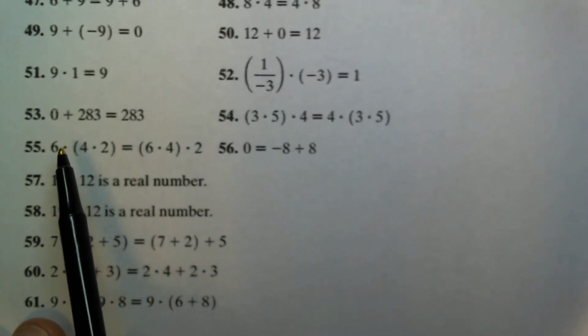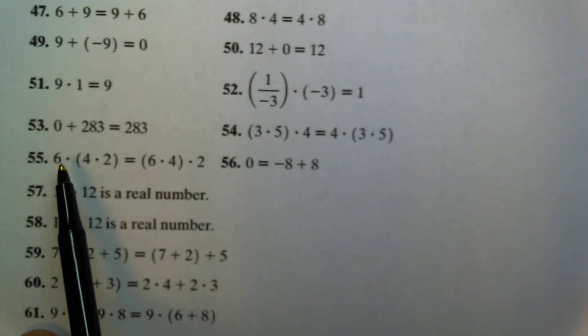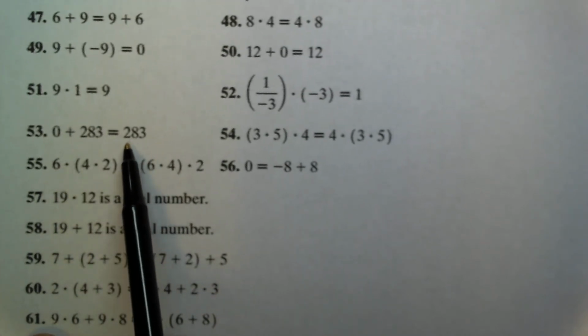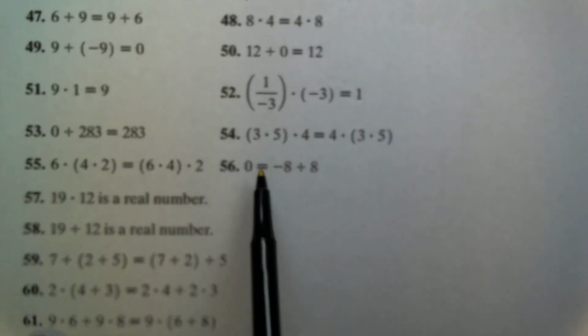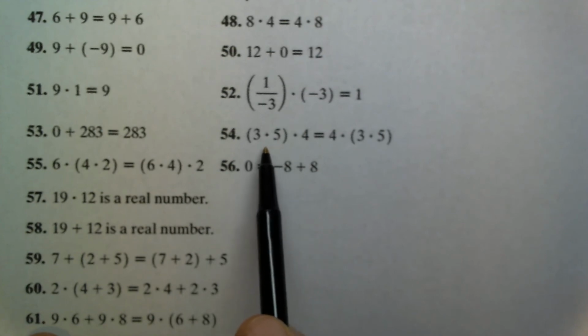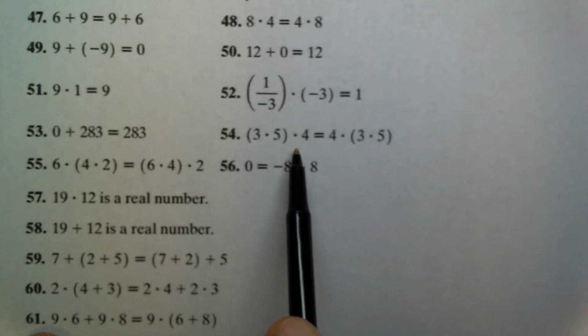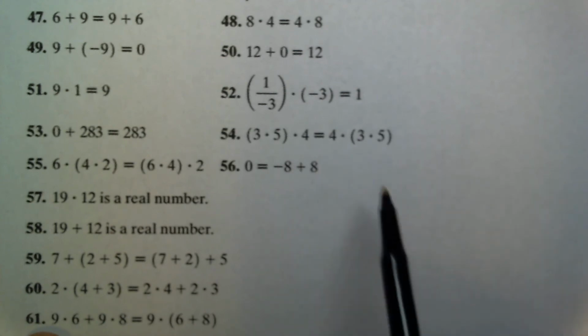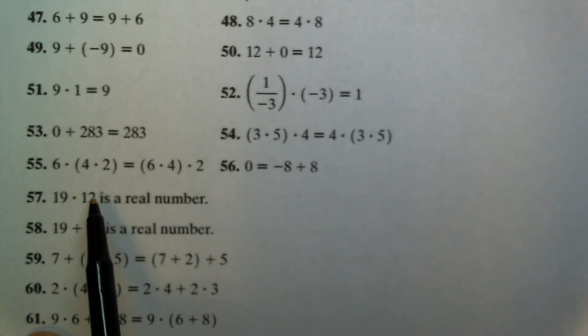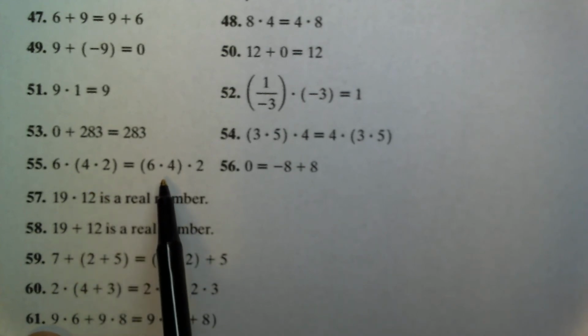Number 53, we have the identity element for addition. 0 plus 283 equals 283. It's the same number. Number 54, we have the associative property of multiplication. In other words, the order of the factors 3 times 5 times 4 gives us the same answer as 4 times 3 times 5. And here again, the associative property of multiplication, 6 times 4 times 2, is the same as 6 times 4 times 2.